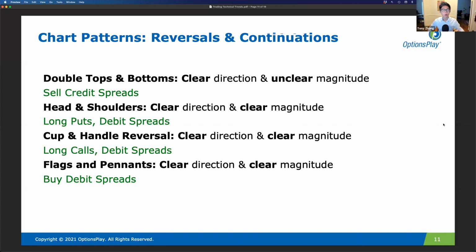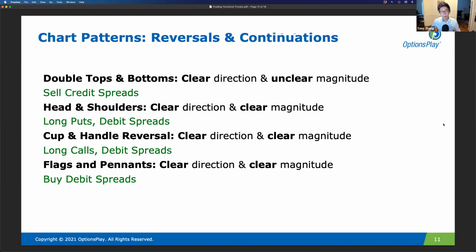Now, let's talk a little bit about chart patterns. And chart patterns, there are hundreds of them. So I'm not going to be able to cover most. I'm not going to be able to scratch the surface here, but I will cover some of the more popular ones that most investors may be familiar with if you're trading using the charts.